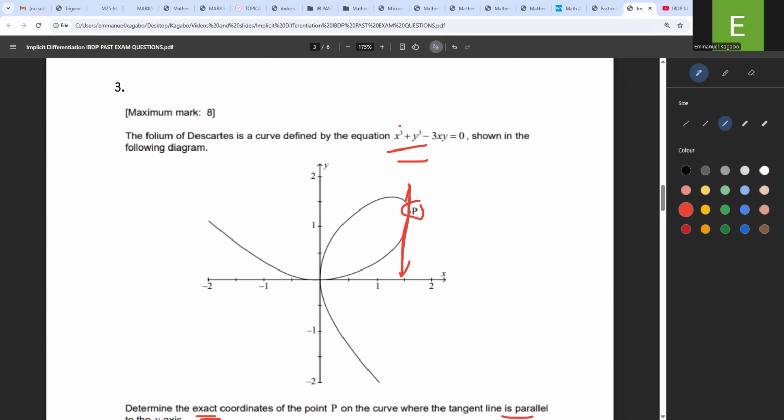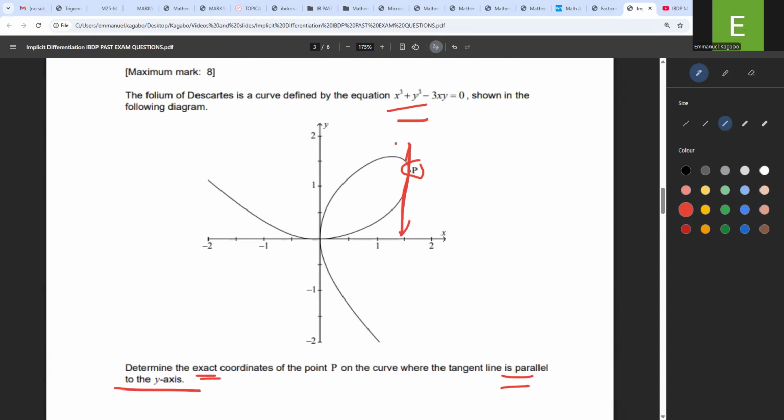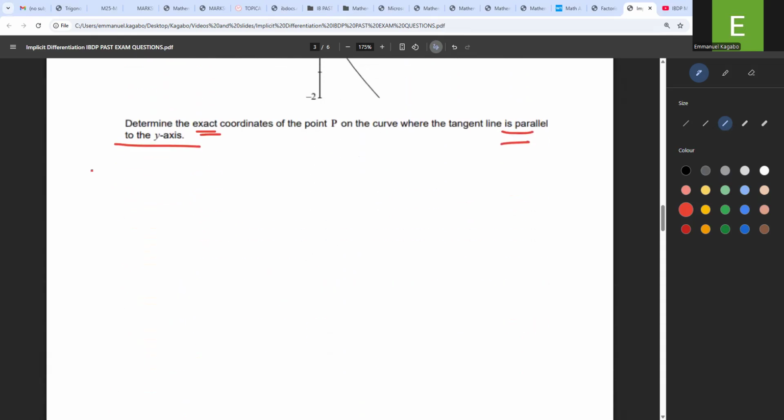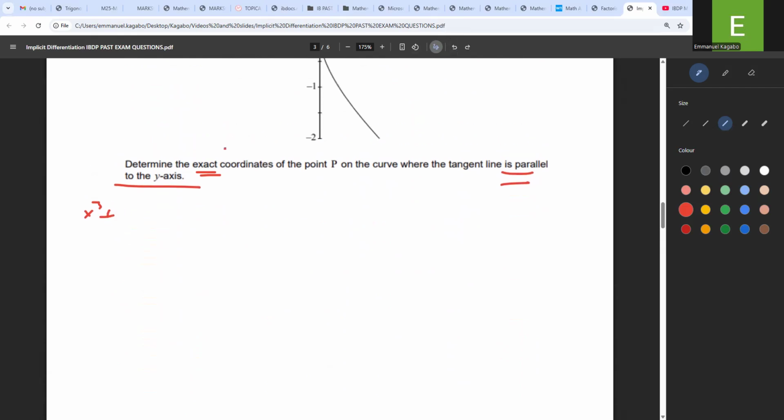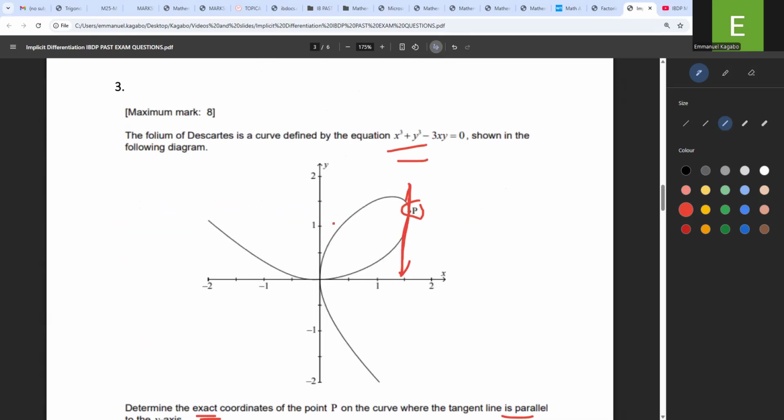So, what do we have? Let me try to write the question down here, and then we see if we can do it. So it's x to the power 3 plus y to the power 3 minus 3xy equals 0. I want to confirm what I've written. Yes, it's correct.